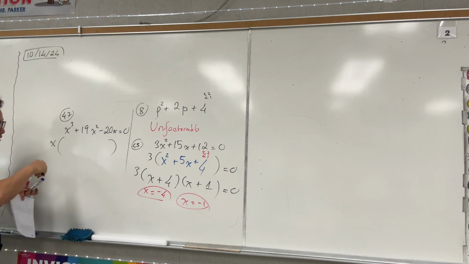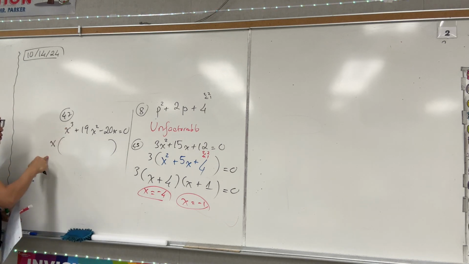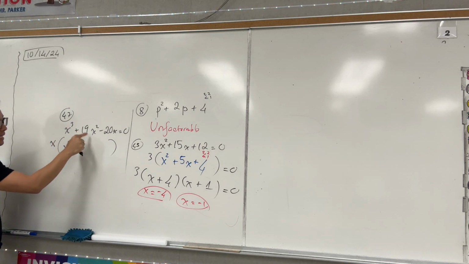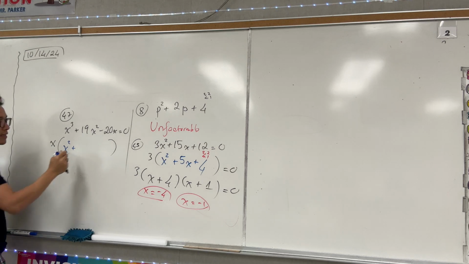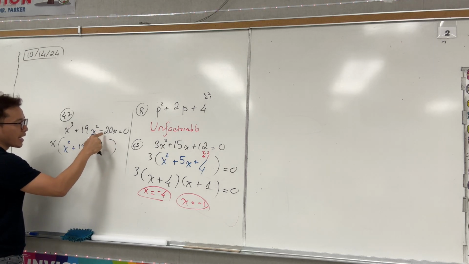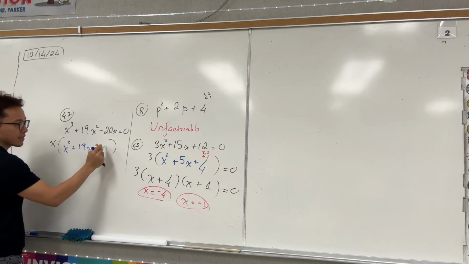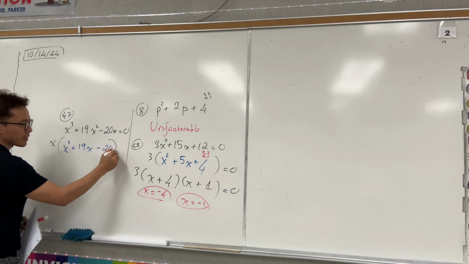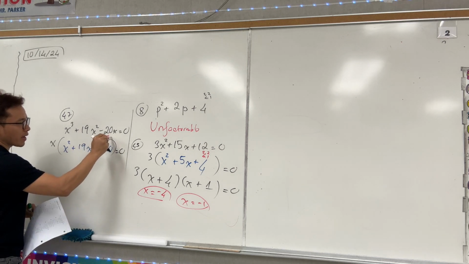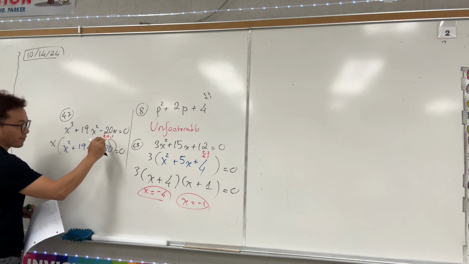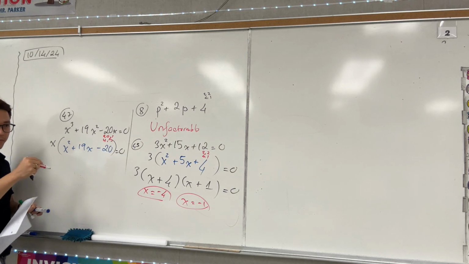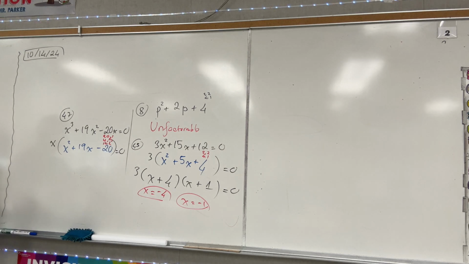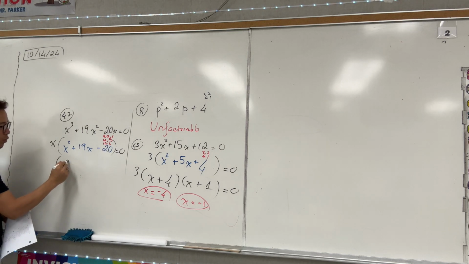Very good. So x cubed, you took out the x, what do you have left? X squared. 19x squared, you took out the x? 19x. Negative 20x, you took out the x? Minus 20. Okay? And now what are two numbers multiplied to 20? 20 and 1, what else? 4 and 5. 10 and 2, very good. Which one can give you 19? 20 and 1.